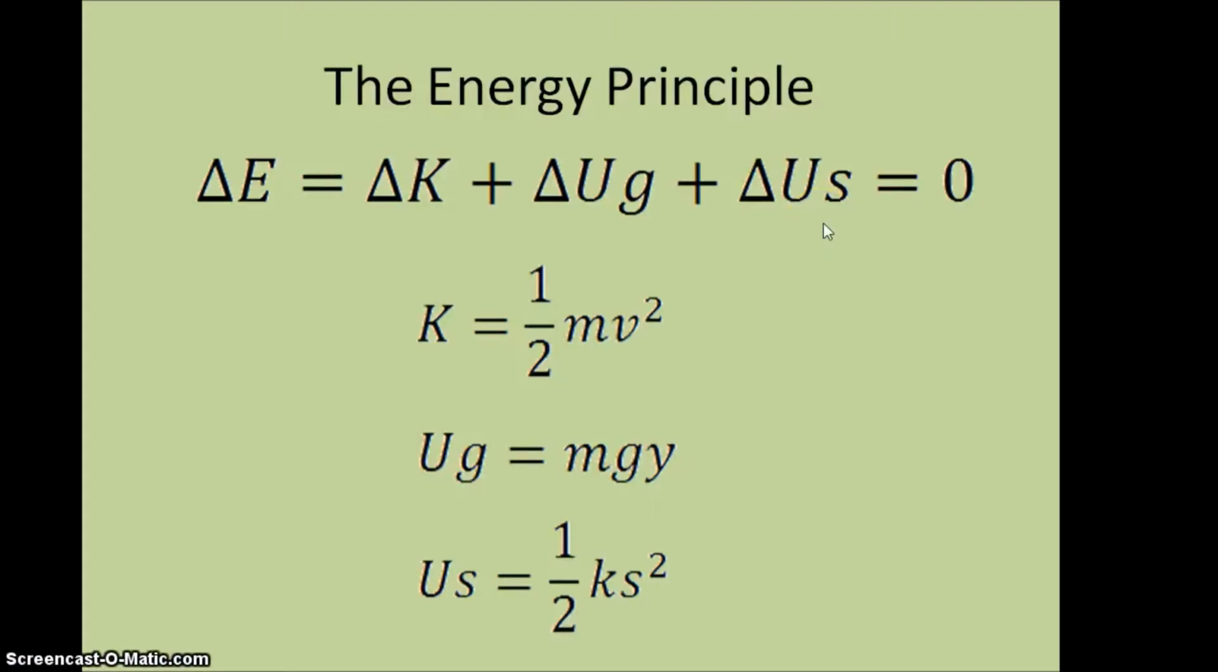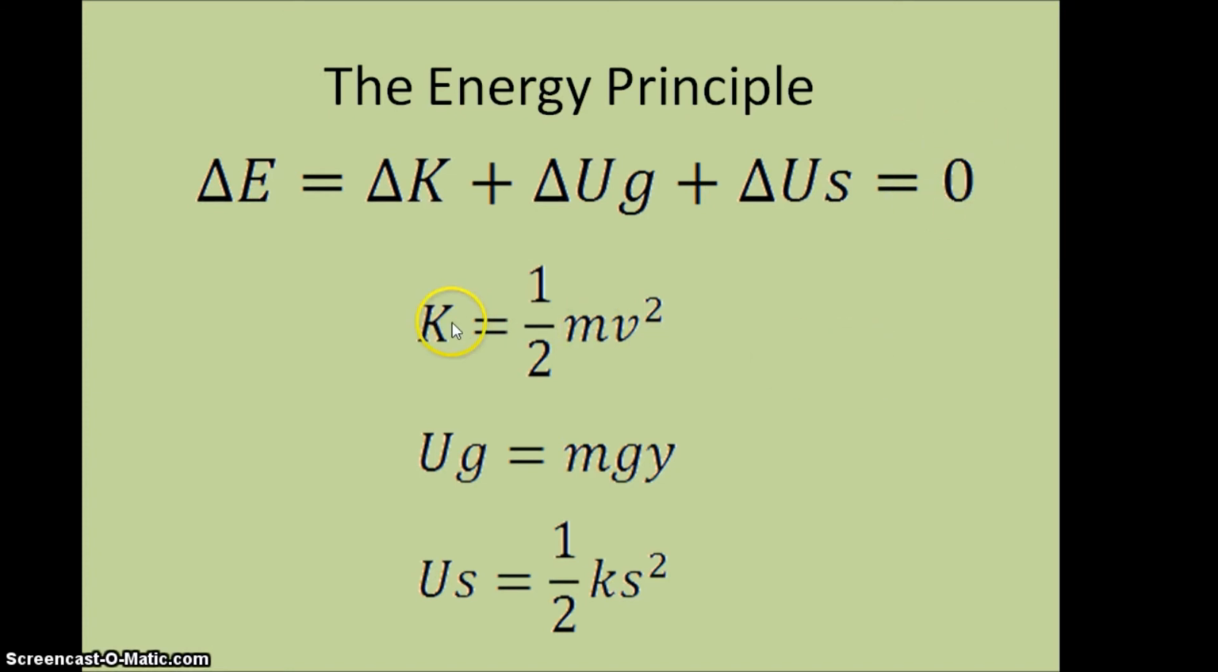Let's look at the scenario from one more fundamental principle, the energy principle. The energy principle states that the total energy is equal to the change in kinetic energy plus the change in gravitational potential energy plus the change in spring potential energy. We're going to assume that our system now includes the mass, the spring, and the Earth. Consequently, we can set the change in total energy of our system equal to 0.